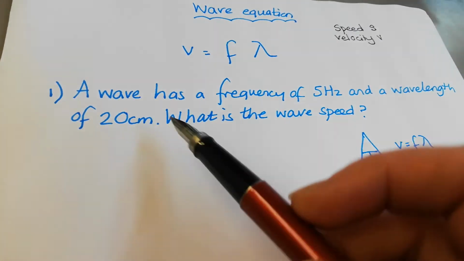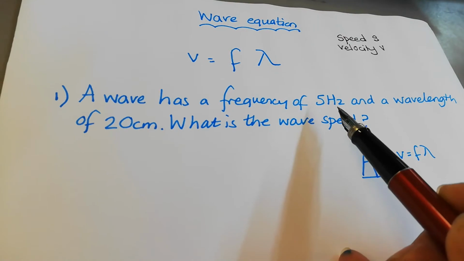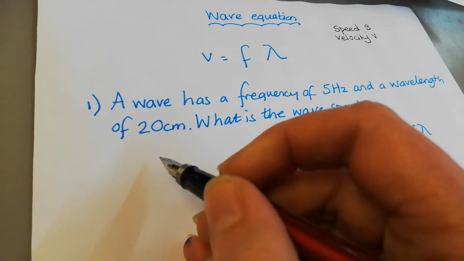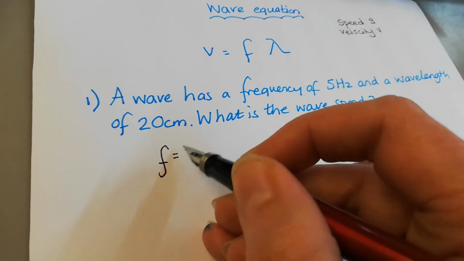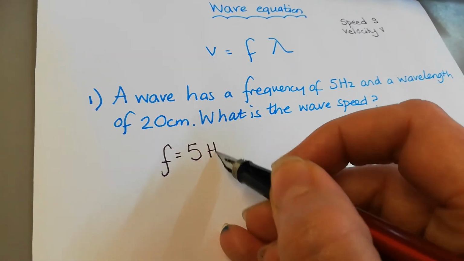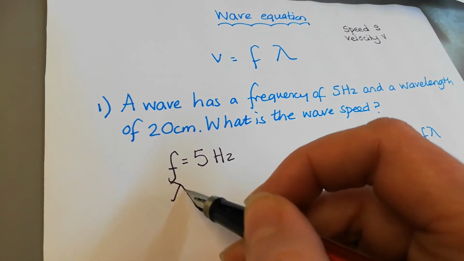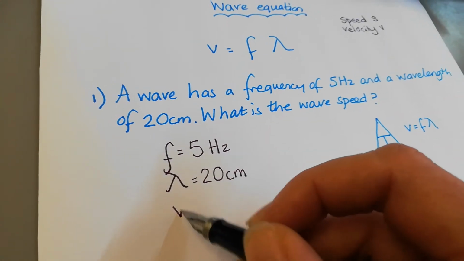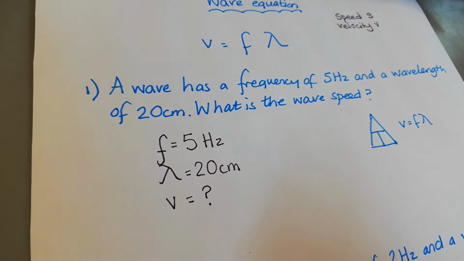In this question, a wave has a frequency of 5 Hertz and a wavelength of 20 centimeters. What is the wave speed? So we write down what the question tells us. Frequency equals 5 Hertz. The wavelength is 20 centimeters. And we don't know the wave speed.